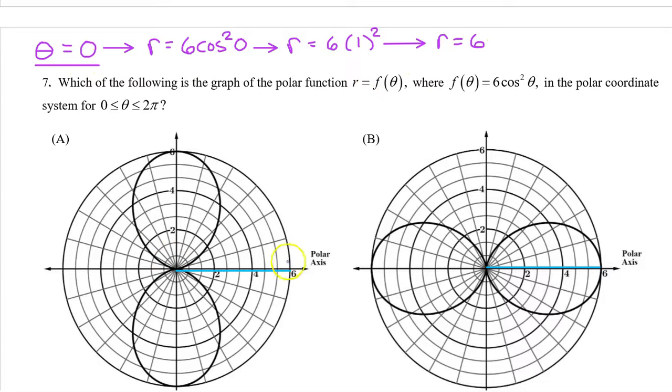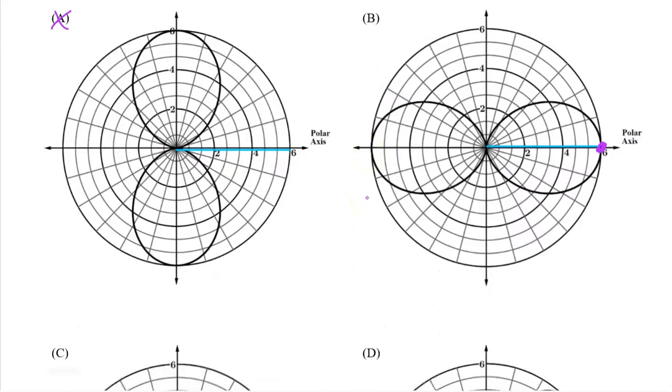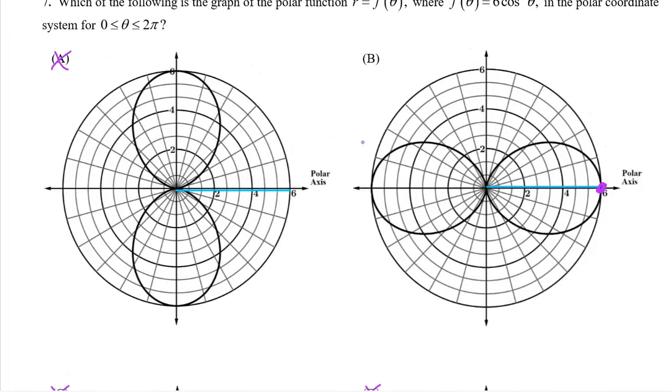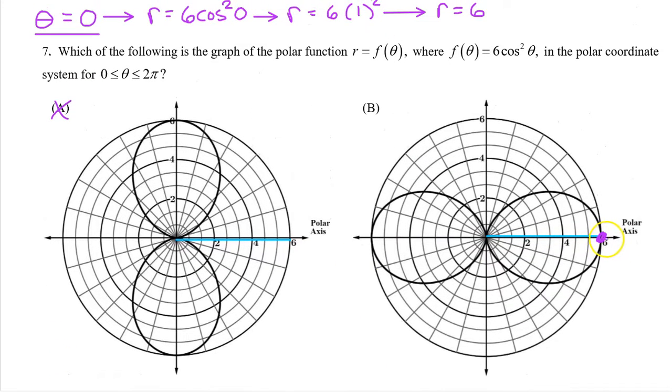Looking at option A, at 0 radians, r equals 6 is not on the graph, so A is out. Look at option B. At 0 radians, r equals 6 is on the graph, so B might be the answer. Option C. At 0 radians, r equals 6 is not on the graph. C is out. Option D. At 0 radians, r equals 6 is not on the graph, so D is out. So the only option that has an r value of 6 at 0 radians is option B. So the answer is B.